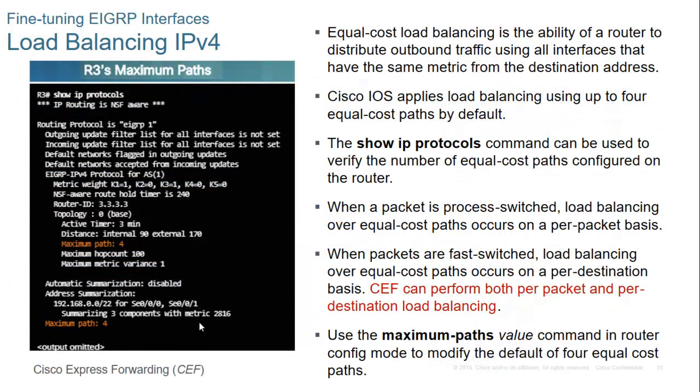As we have learned before, equal cost load balancing is the ability of a router to distribute output traffic using all interfaces that have the same metric for the destination address. Cisco IOS applies load balancing using up to 4 equal cost paths by default, meaning that if your network has more equal cost paths, it only uses 4. The show ip protocols command can be used to verify the number of equal cost paths configured. So here you would see maximum path is 4 by default.